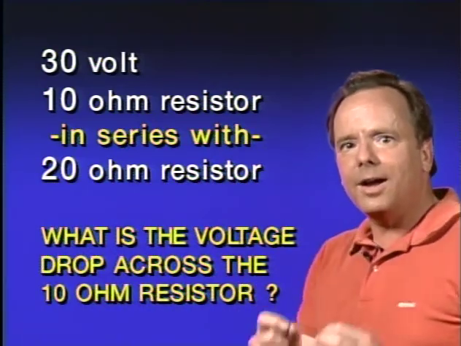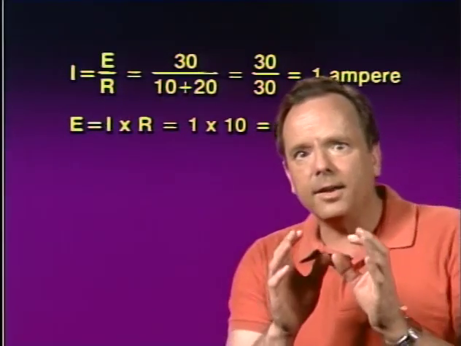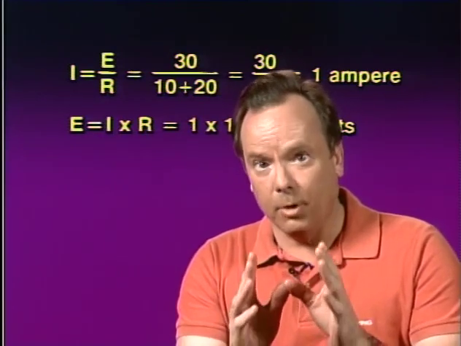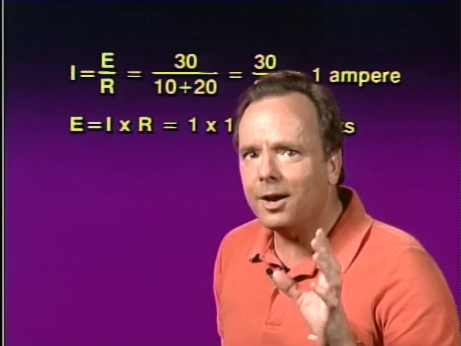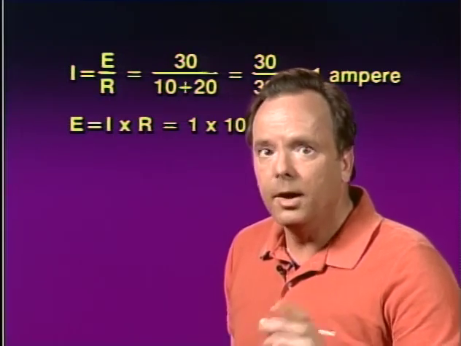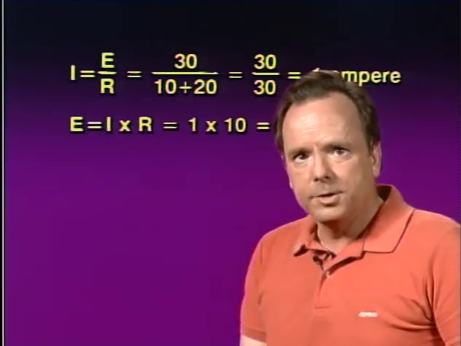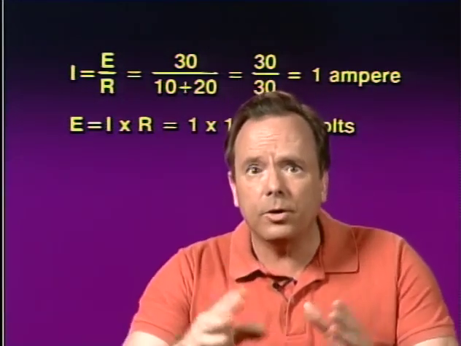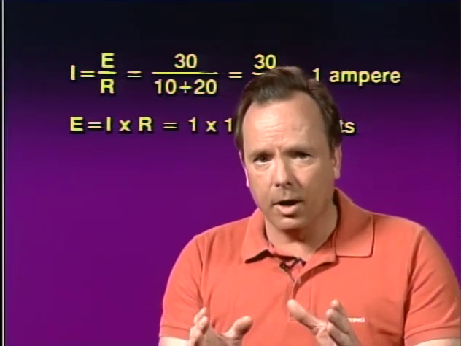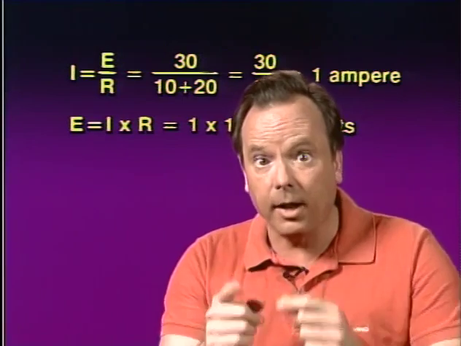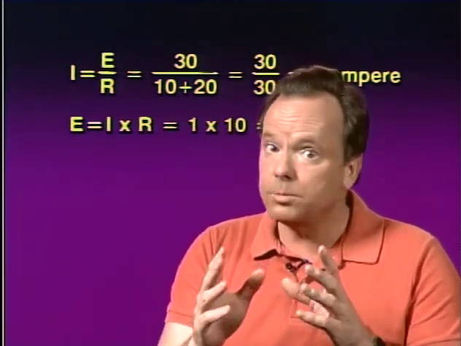Now, how can we find that out? Well, the first thing we need to know is the current going across that 10 ohm resistor. The important thing to remember here is no matter how many components there are in this series circuit, the current going through each component is the same all the way through. So we can find the current for the total circuit real easy by using Ohm's law. Once we find the current, then we know the current for that particular 10 ohm resistor. Then we find the voltage drop for that 10 ohm resistor by using Ohm's law again.